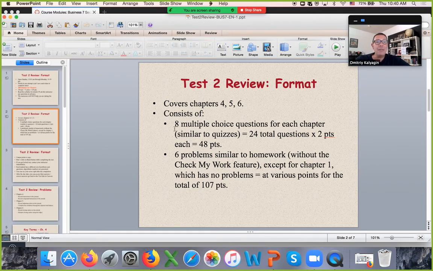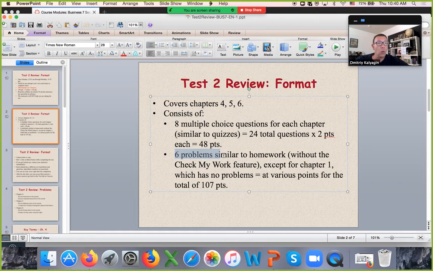You will have 8 multiple choice questions for each chapter, similar to your quizzes. Since you have 3 chapters, you will have a total of 24 multiple choice questions, but they will be worth 2 points, not 1 point like on your quiz. So about 1/3 of the points will come from multiple choice. And then 2/3, 107 points, will come from 6 problems. So you will have about 2 problems for every chapter.